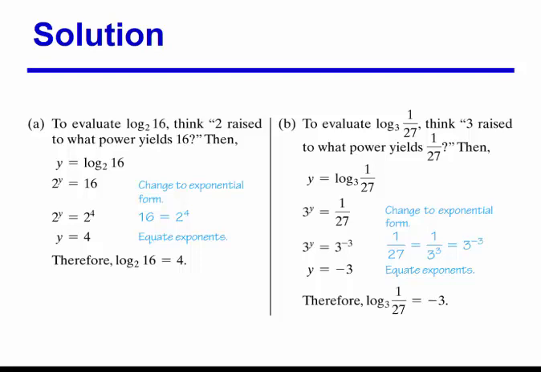Now for b, we have log base 3 of 1 over 27. So we're thinking: 3 raised to what power is going to give me 1 over 27? Then 3 to the y power is equal to 1 over 27. 3 to the y is equal to 3 raised to the negative third power, so y is equal to negative 3.